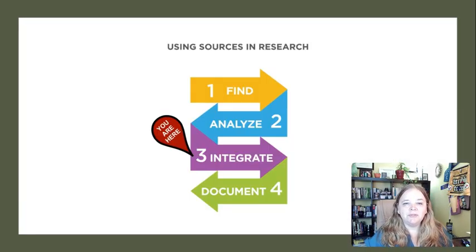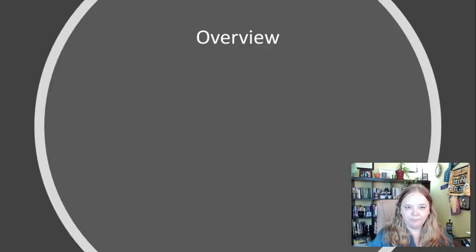So when you use sources in research, there are some steps you need to take to get that information from the research into your paper in a cohesive way that helps support your argument. Obviously, you're finding the research and analyzing it. And now you're on step 3, the integration step, where you need to make sure you're using that research to help build your argument and make your point really strong.